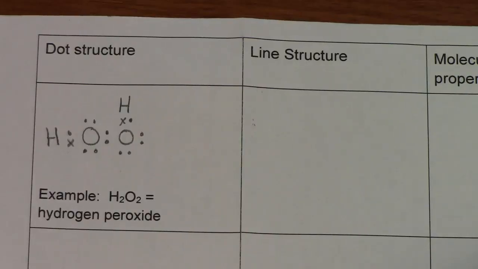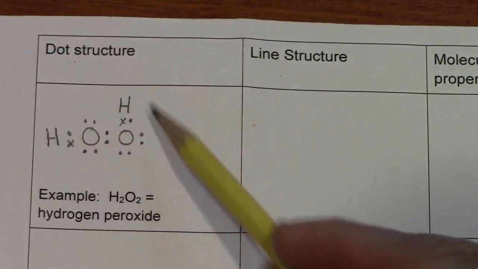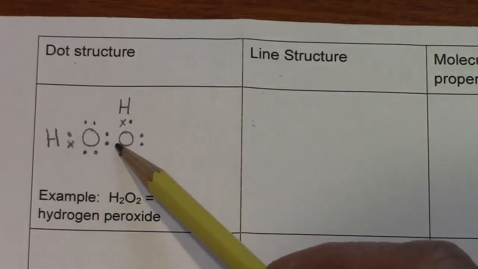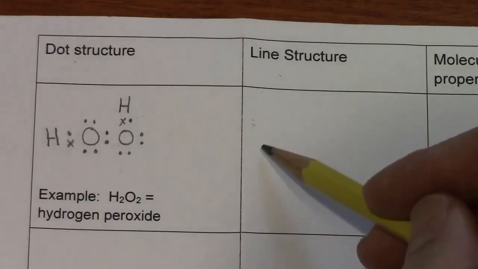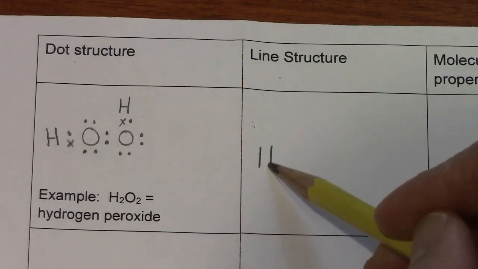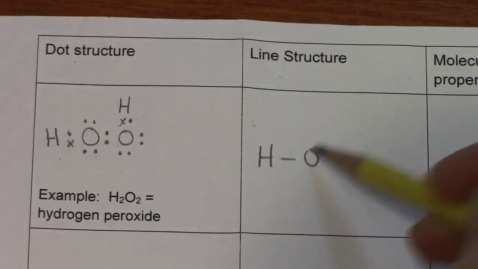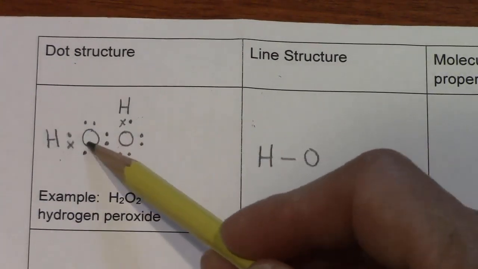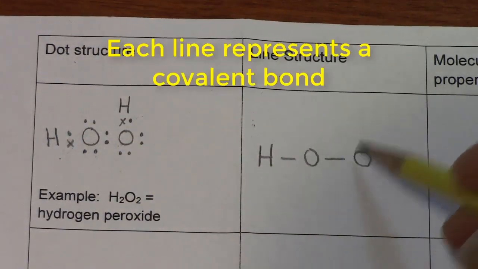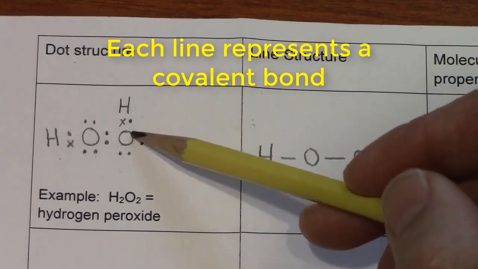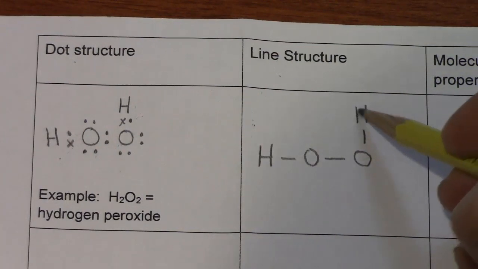The second kind of translation you'll do is a dot structure to a line structure. Here's the dots. There are only 3 bonds in this molecule, and the line structure will focus on those bonds. There's a bond between this hydrogen and this oxygen. I write that as a line. There's another bond between the oxygen and the oxygen. I write that as a line. There's a third bond between the oxygen and this hydrogen. I write that as a line.